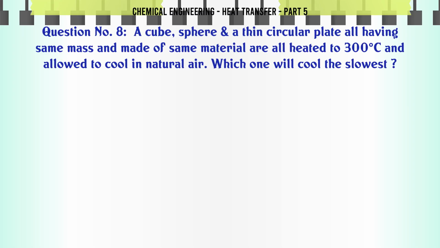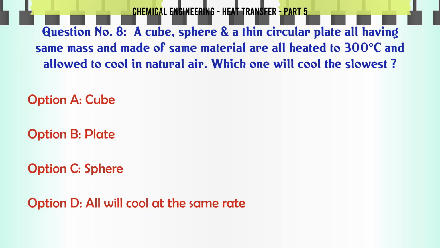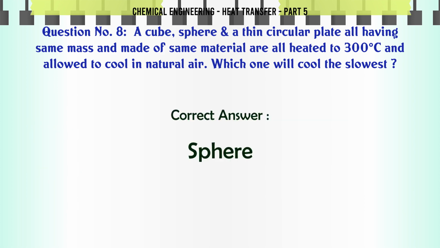A cube, a sphere, and a thin circular plate, all having the same mass and made of the same material, are all heated to 300°C and allowed to cool in natural air. Which one will cool the slowest? A. cube, B. plate, C. sphere, D. all will cool at the same rate. The correct answer is sphere.